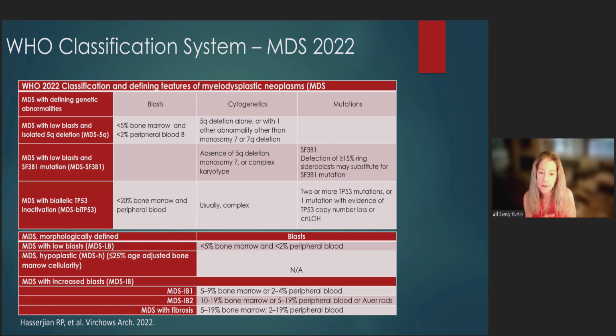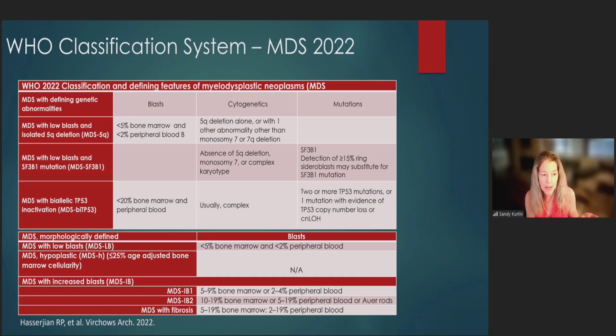And again, you're going to have some exclusion criteria in the cytogenetic setting there, and then that having to have the SF3B1. SF3B1 by definition is associated with ring sideroblasts. So the criteria here is greater than 15%. Ring sideroblasts may substitute for SF3B1 just because those two things are linked.